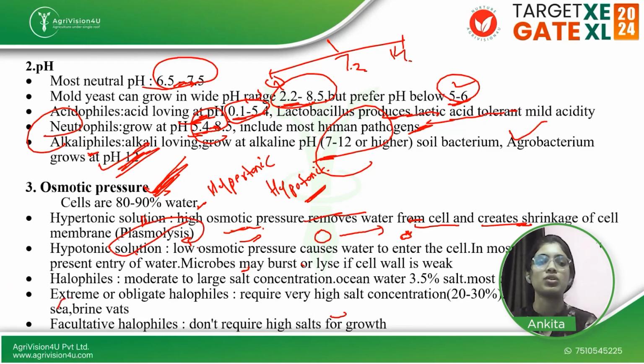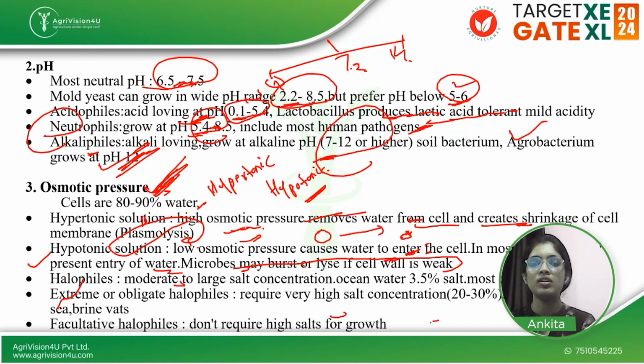Now, when you have the hypotonic solution, hypotonic means low osmotic pressure. What will low osmotic pressure cause? It will cause water to enter the cell. As you have low osmotic pressure, water can easily enter into the cell. In most cases the cell wall prevents entry of the water, but a microbe may burst or lyse if the cell is big.